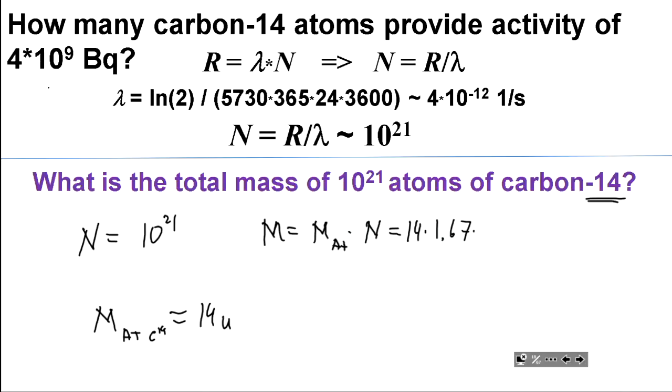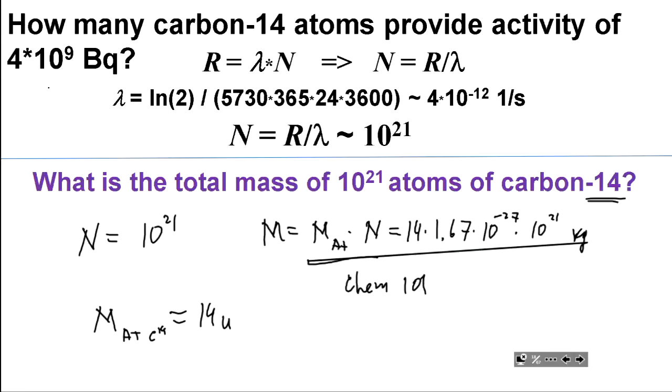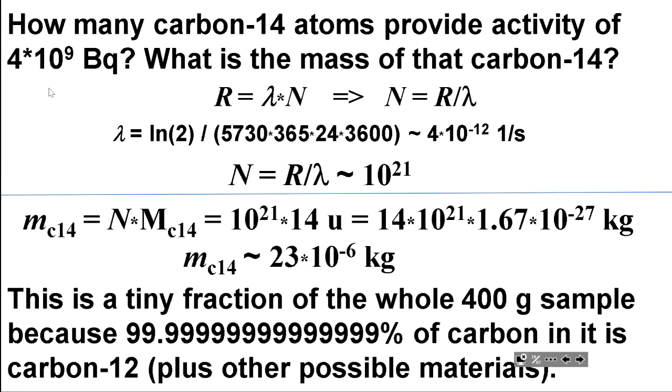by a conversion factor times the number of atoms. That will be kilograms. Chemistry. Oops. And the answer is here. So it's micrograms. We have a large sample, 400 grams, but only a tiny fraction of that is radioactive, of course.